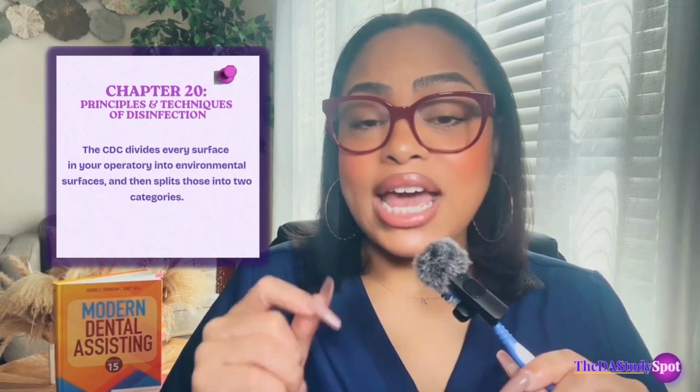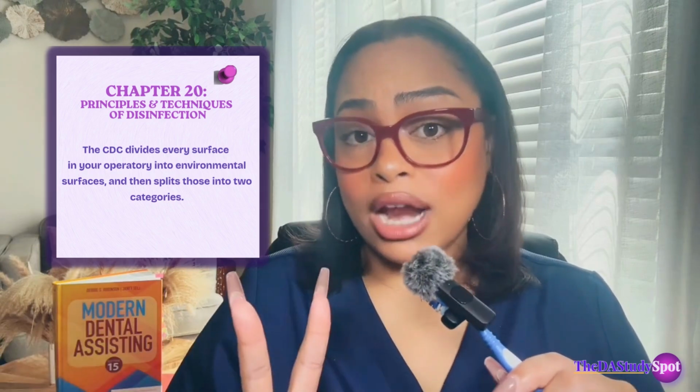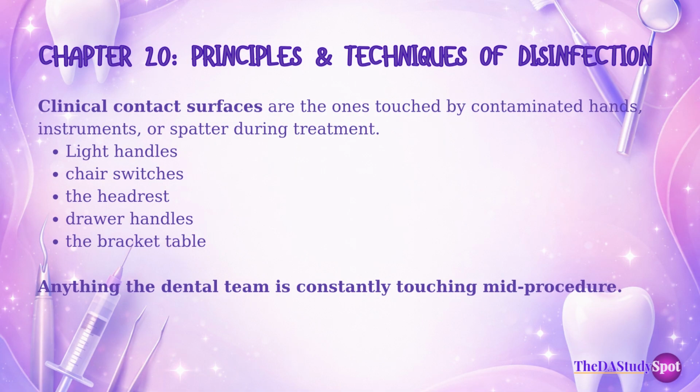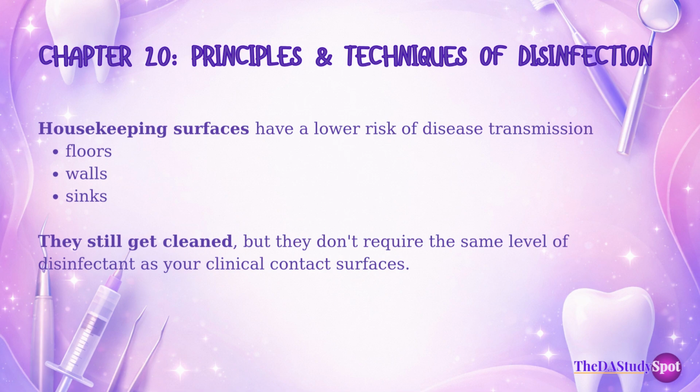The CDC divides every surface in your operatory into environmental surfaces and then splits those into two categories. The first category is clinical contact surfaces, and those are the ones touched by contaminated hands, instruments, or spatter during treatment. So think light handles, chair switches, the headrest, drawer handles, the bracket table, anything the dental team is constantly touching mid-procedure. The second category is housekeeping surfaces, which have a lower risk of disease transmission. So those are floors, walls, and sinks. They still get cleaned, but they don't require the same level of disinfectant as your clinical contact surfaces.